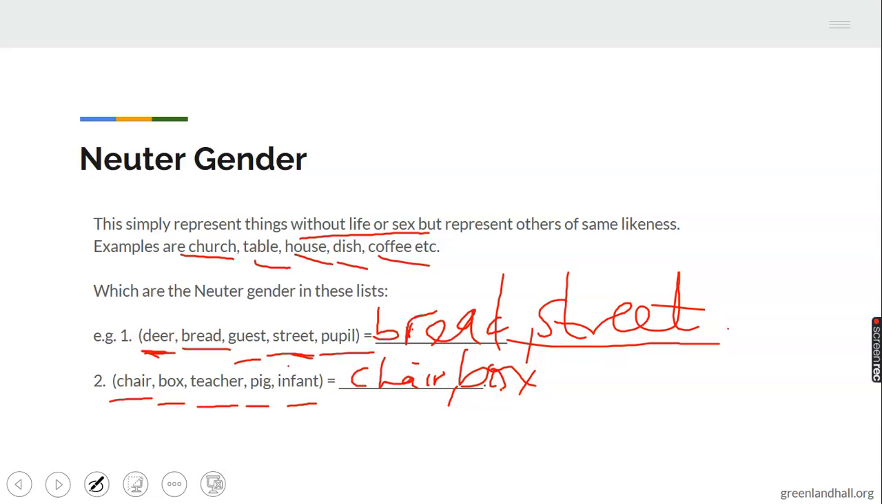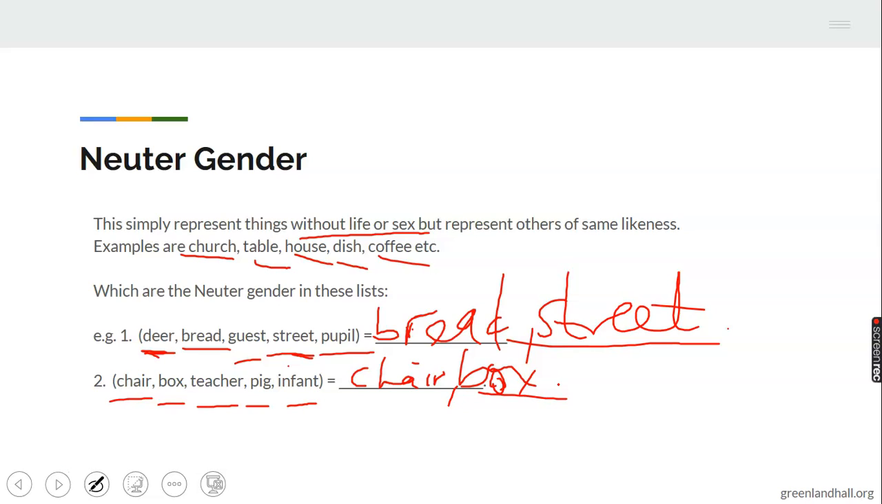Teacher has life, a human being. Pig has life, an animal. Infant. Do you know who an infant is? An infant is a young child. In case you've not heard infant before, infant means a young child. So it has life, it's a human being. So only chair and box are the neuter gender that we have here.